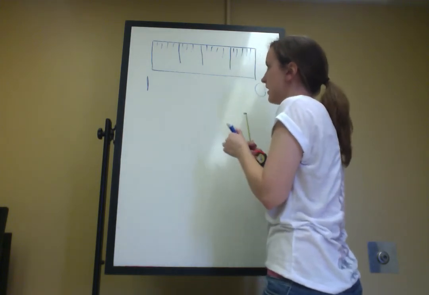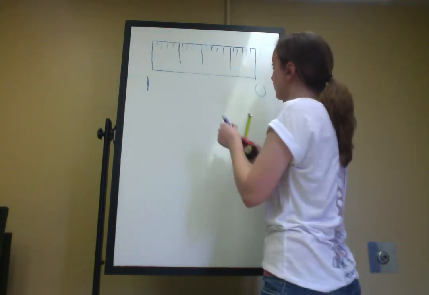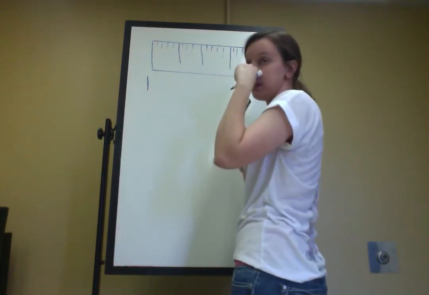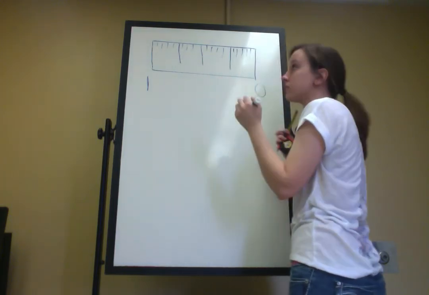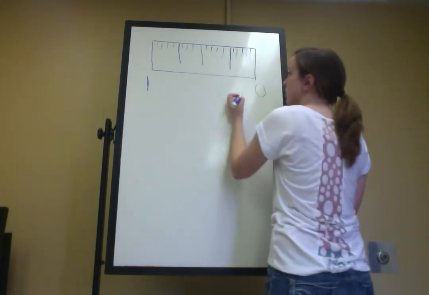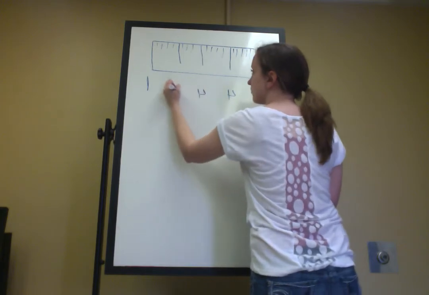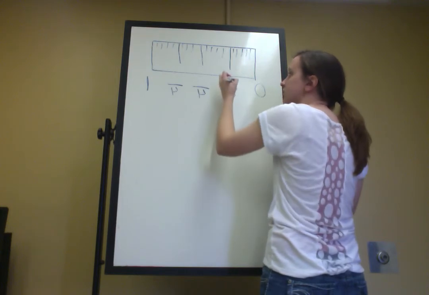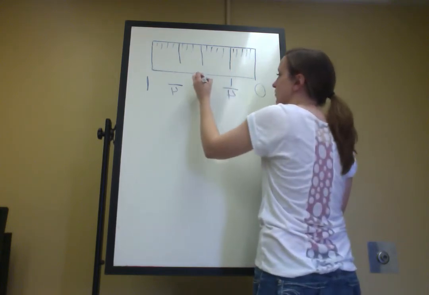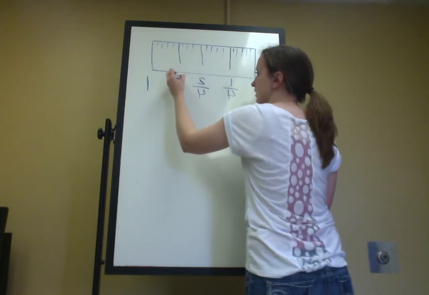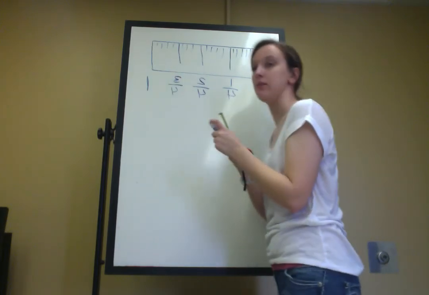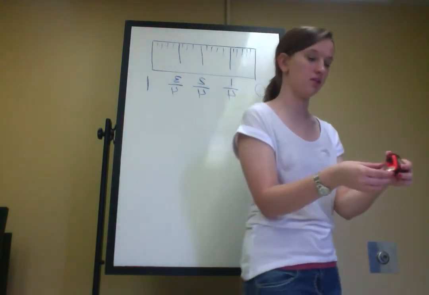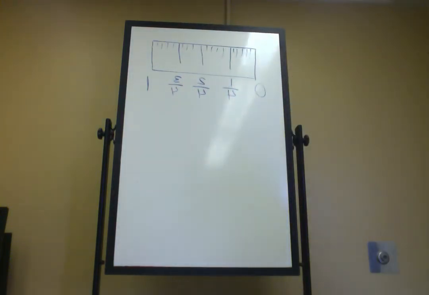But what this does, what do you think this line represents? Well, how many pieces is it divided into? With these long lines? 4, right? Okay, so that's going to be our denominator. So what do these lines represent? Right, 1/4, 2/4, and 3/4. Okay? So I'm going to pass around this tape measure so that you can see. You just pull it out right here so that you can look at it.